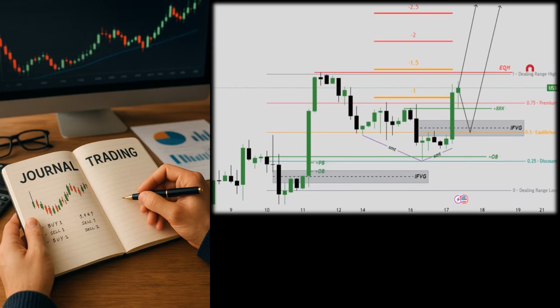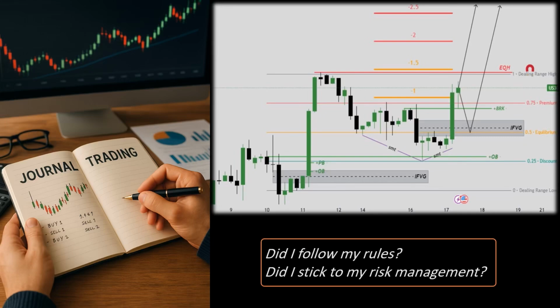By following this structured routine, you combine preparation, discipline, and observation to trade with confidence while continuously improving over time. After every trading session, I ask myself, did I follow my rules? Did I stick to my risk management? Then I reset and clear my mind for the next trading day.